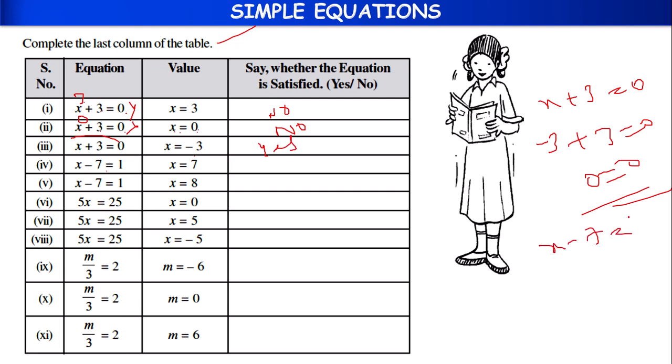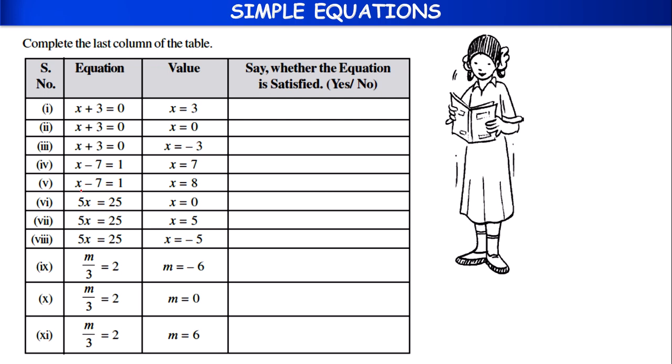x minus 7 equals 1. x equal to 7 given. 7 minus 7 equals 1, or 0 equals 1. Not satisfied. So your answer is no. Like this, children, you can substitute the values and you can find whether they are true or not.